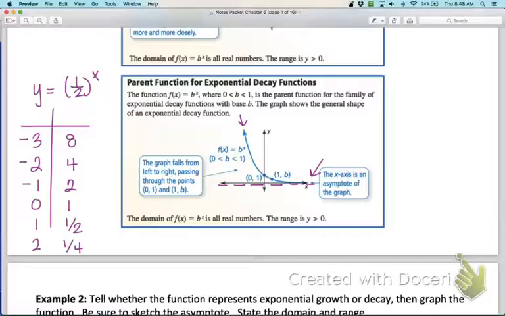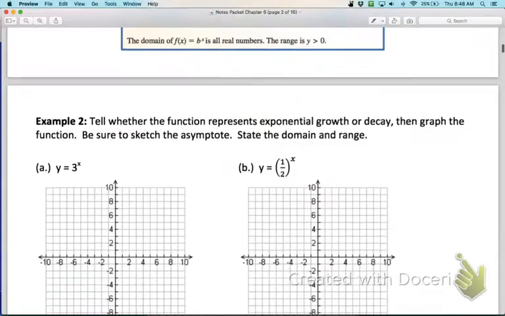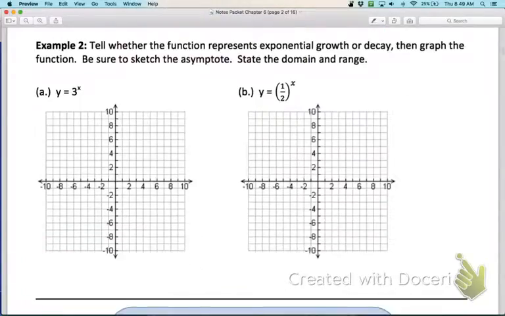So let's talk about how to graph these. So the first thing we want to do is decide whether the function represents exponential growth or exponential decay. Then we want to graph the function. Make sure that you sketch the asymptote. You should have a dotted line on every single one of these graphs. And then we want to state the domain and the range.